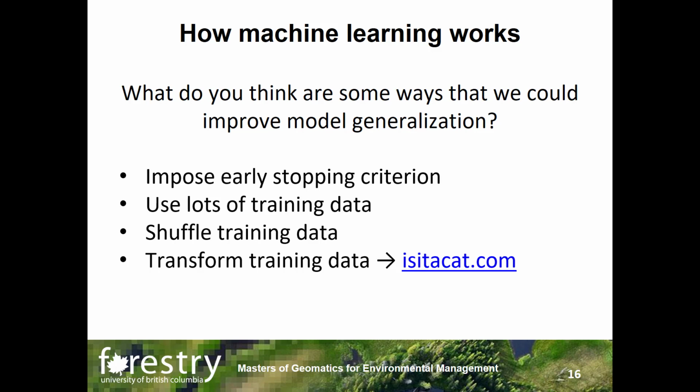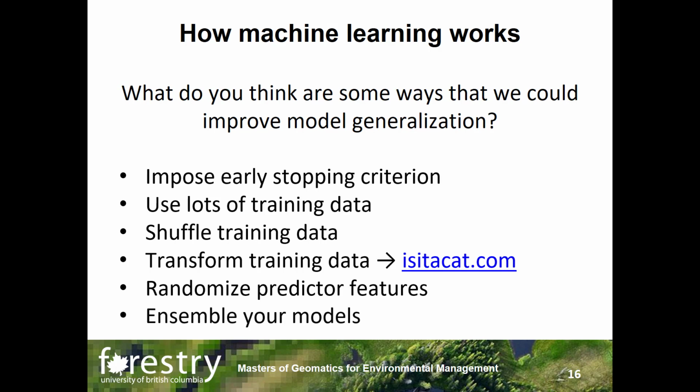You can go upload an image to this website, isitacat.com, and a neural network will give you its prediction. We can also randomize the predictor features that are used in the model, and I will show you an example of this in a moment. And finally, we can train many models in different ways, with different sets of training data, and with different parameters, and then ensemble them together so that each model casts one vote for the predicted label.